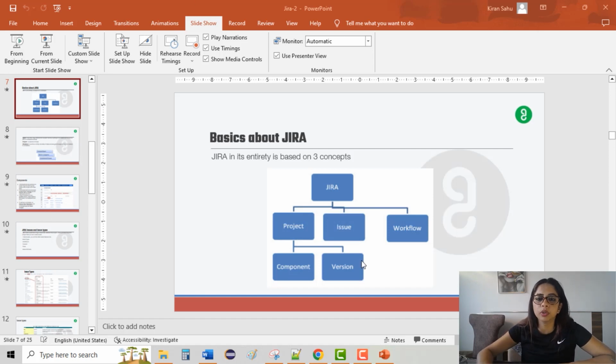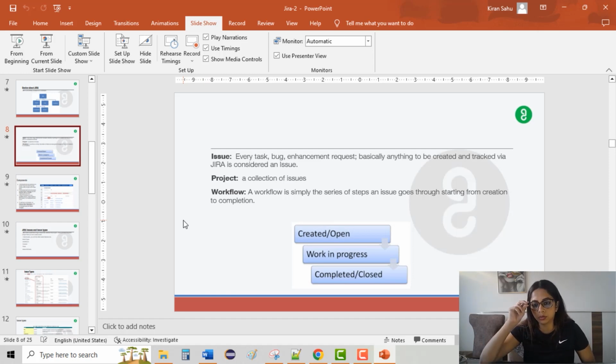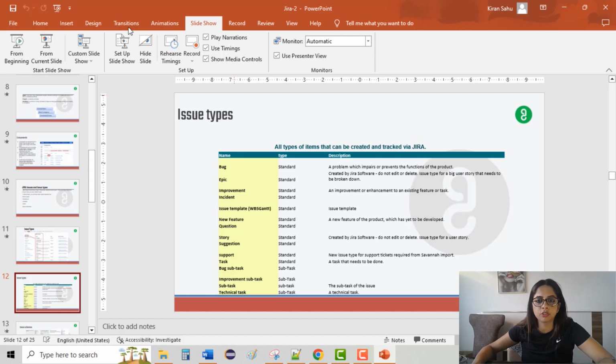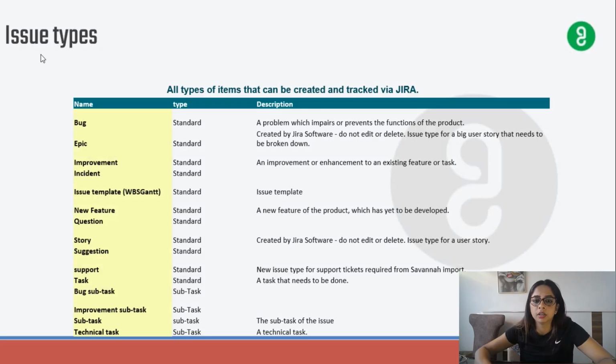Now moving forward, this is how a workflow can be. Let's say something is in open, in progress and closed status, or created and completed. The nomenclatures may vary, it doesn't matter, but the meaning is the same, that it has to be in a hierarchical flow. Here is the definition of all of the issue types, as in what is a bug, what is an epic, improvements. We also need to make some improvements in the project which will actually improve the functionalities. So we can create such backlogs and maybe work upon them later on. So new features, issue templates can be created, story suggestions, support tasks, bug subtasks. So there are a lot of issue types which can be maintained in any project.